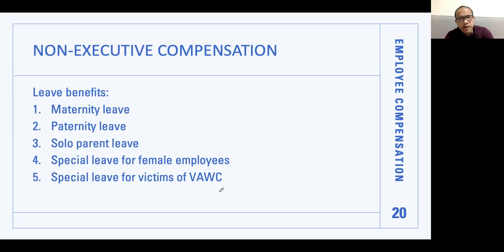Solo parent leave, if you're a solo parent. Especially for female employees, under the Magna Carta for Women, kung meron siyang operation sa kanyang reproductive system, pwede siya mag-leave for that. And especially for victims of violence against women and their children. So kung victim ka ng VAWC, syempre attend ka ng hearing, papacheck up mo yung sarili mo. Kung merong physical abuse, for example, pwede kang mag-avail ng special leave for victims of VAWC. So yun yung mga leave natin.